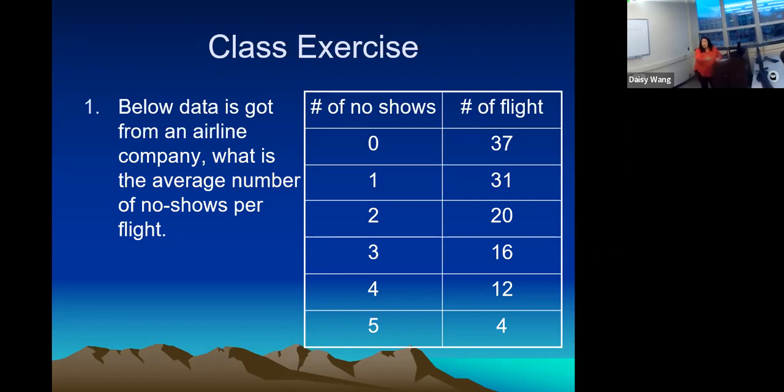But 31 out of 120, 1 no-show. 1 customer didn't show up. And then 2 no-shows in 20 flights. 3 no-shows in 16 flights. 4 no-shows in 12 flights. Only 5 no-shows in 4 flights. Okay, so this is the no-show data.